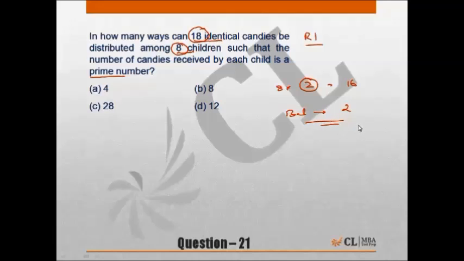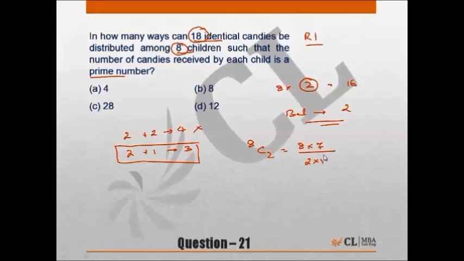These 2 candies cannot go to any one child, because every child already has 2 candies, and another 2 will make it 4, which is not a prime number. This means these 2 candies have to be distributed amongst 2 children at the rate of 1 each, so that everyone has either 2 or 3 candies. So effectively the question is, in how many ways can 2 children be selected out of 8 children? These are the 2 children who will get that 1 extra candy. So 8C2 is nothing but 8 into 7 upon 2 into 1, which is equal to 28. So the correct answer, choice C.